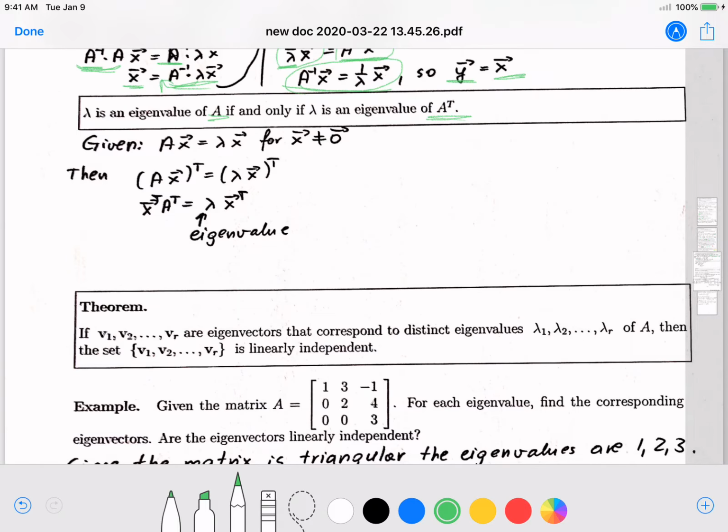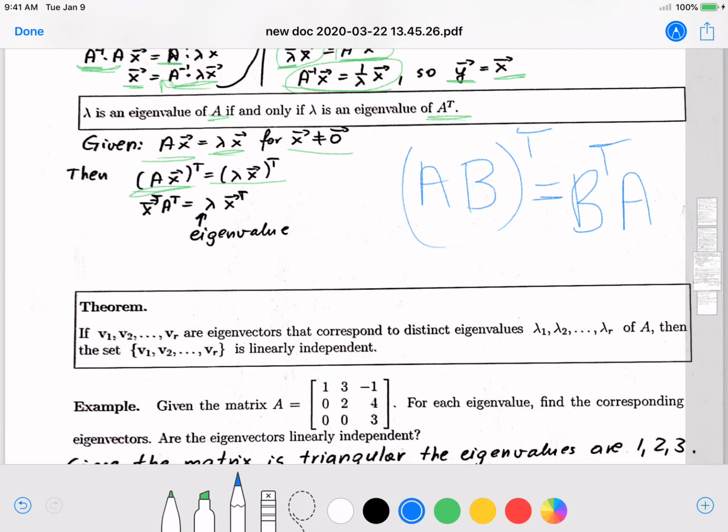Then if I take the transpose on both sides, what happens? If we remember that (AB) transpose is nothing else but B transpose times A transpose, we change the order by the definition of transposition, right? So that's exactly what I'm doing here. A is a matrix, x is a vector, but a vector is a special case of a matrix. So we would have that x transpose times A transpose is equal to lambda times x transpose.